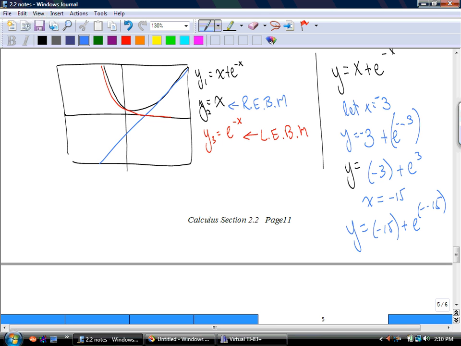Okay, so the left-hand behavior model matches the e to the negative x part, because when you take a negative number and multiply it by negative 1 and raise it as an exponent, it takes control. Yeah? So you just got to think about your exponents. Flip the page.